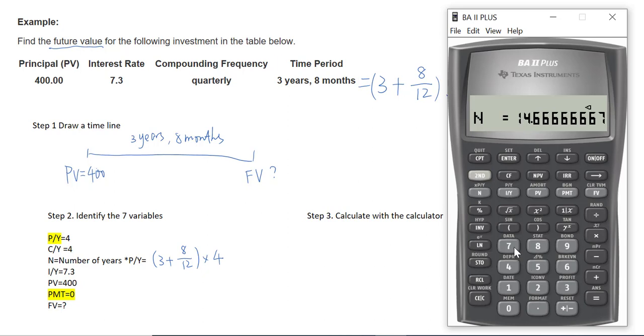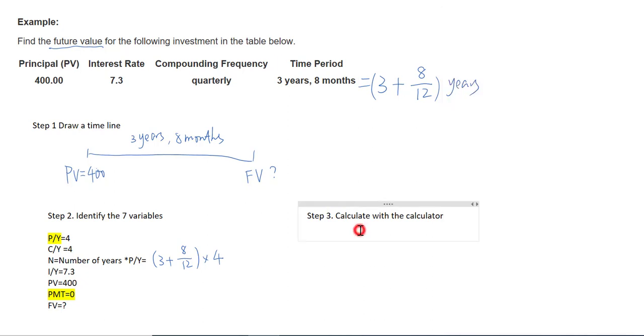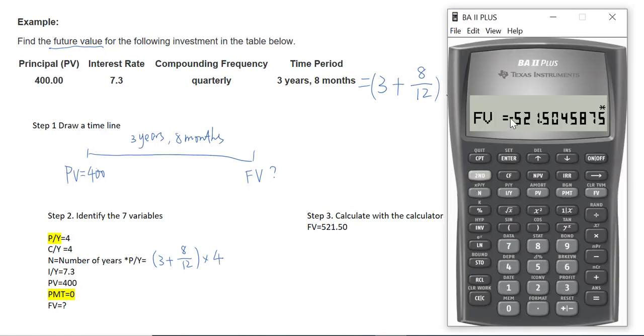So for IY is 7.3. So 7.3, value first, button second, IY. PV is 400. Value first, button second. PMT is 0, so 0, PMT. And FV is unknown, so we say compute future value. And that is our answer. So 521.50. Now notice we see a negative sign there, but that's okay. We will always write down the value as positive.